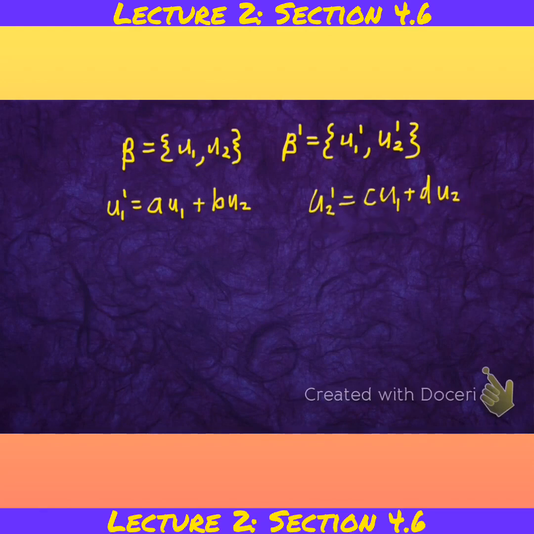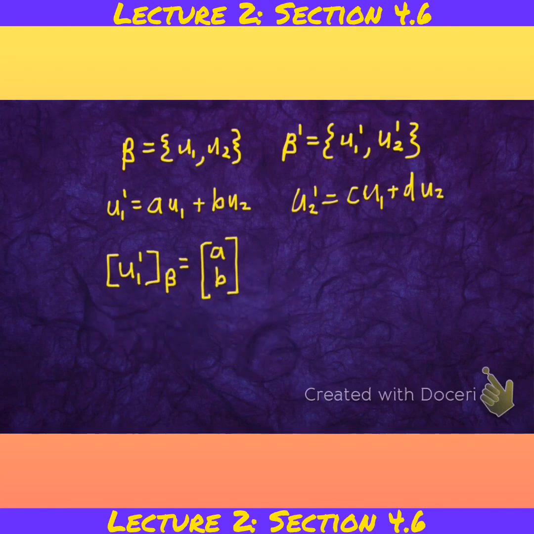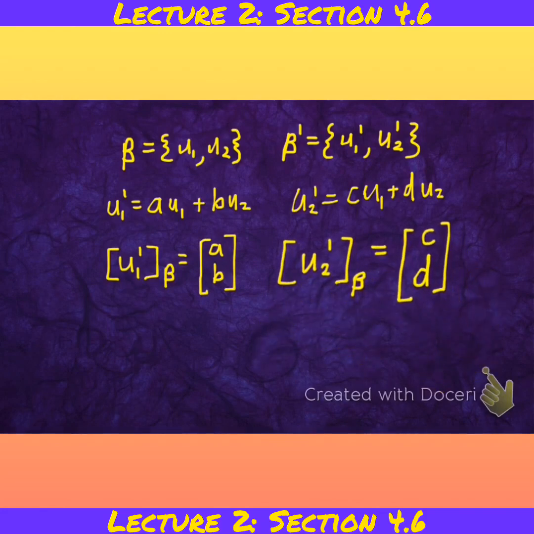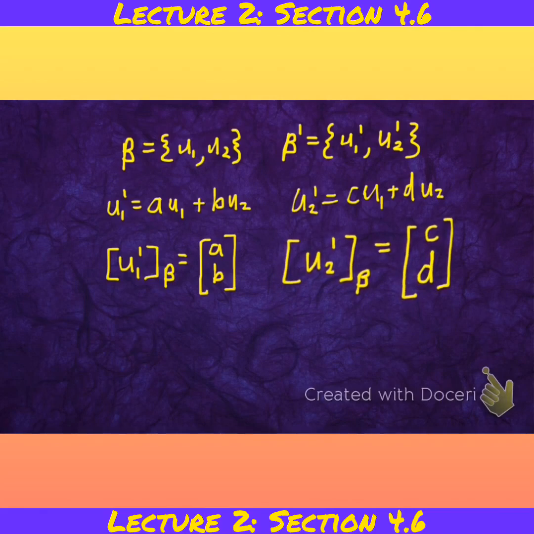Then you can do the same for the second vector. You can write u2 prime as a linear combination of the vectors u1 and u2. So the coordinate vectors with respect to the basis B become: u1 prime with respect to the basis B is my coordinate vector, and my second vector u2 prime with respect to the basis B becomes that vector there.